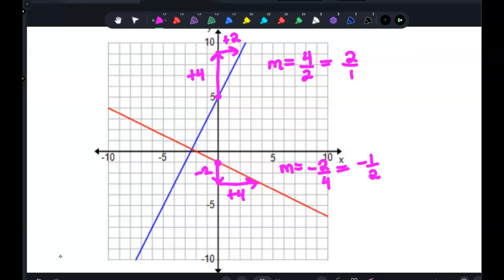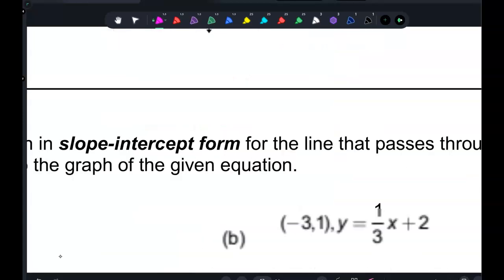They're flipped. Reciprocal. We call those inverses or reciprocals. Also notice this one is a positive and this one is a negative. So every time we have perpendicular lines, it's flipped. It's the reciprocal. One's positive, one's negative. All right, now we're going to do it.